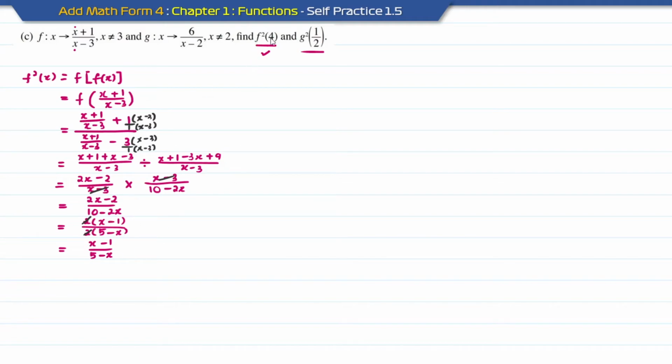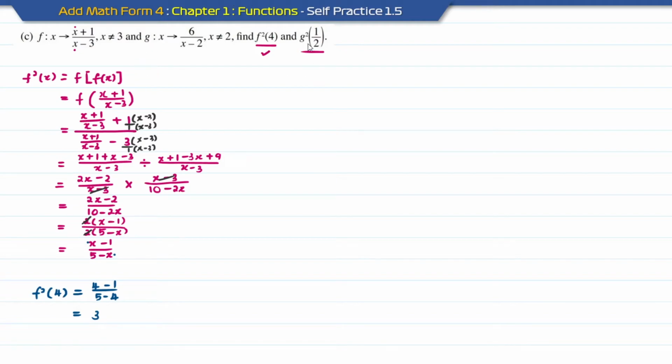Now I'm going to find the image when the object of the iterated function f squared is 4. So f squared with the object of 4. So I'm going to insert number 4 at the x here. So it will become 4 minus 1 over 5 minus 4. So 4 minus 1 is 3 over 1. So finally you will have the answer of 3.